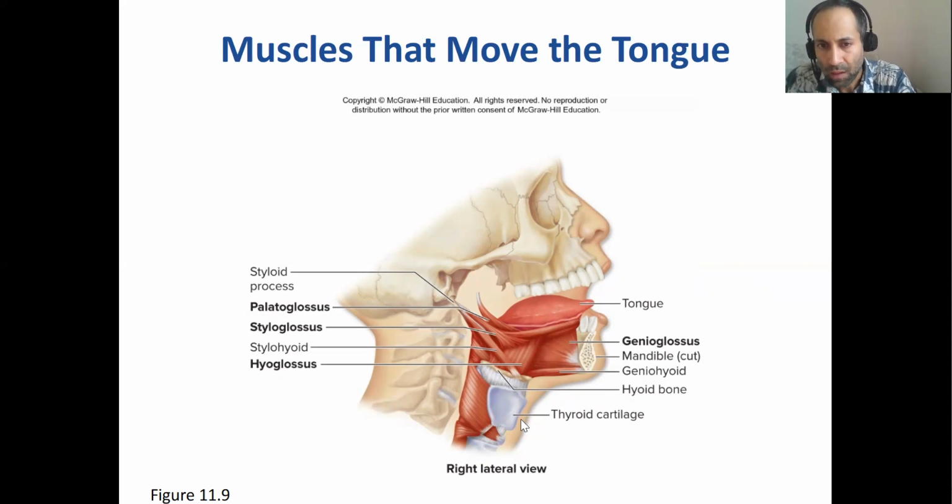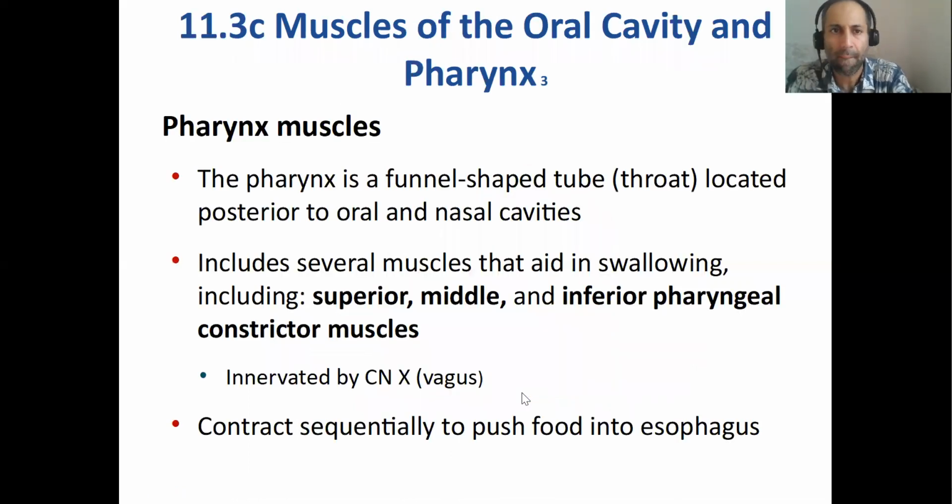Thyroid cartilage, this is the anatomical name for your Adam's apple. Your Adam's apple is actually this, thyroid cartilage, okay?